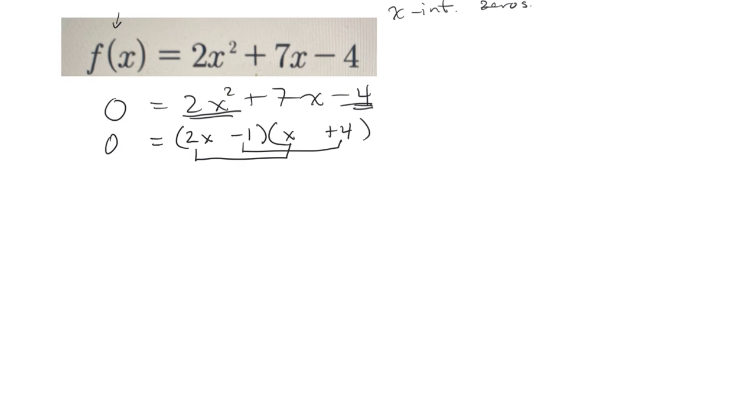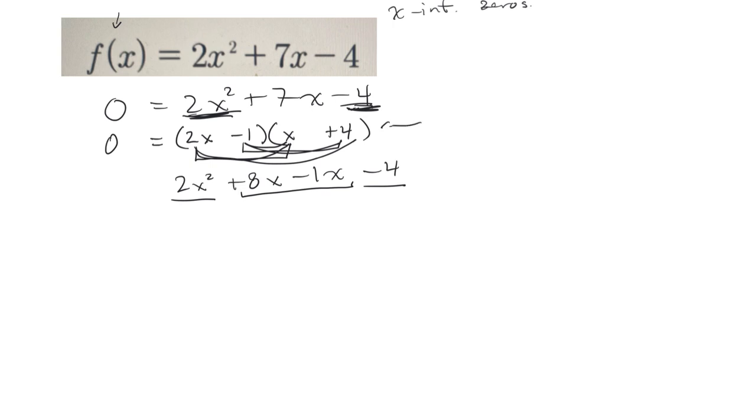Now I check to see whether I got the 7x that I wanted in the middle. So I'm just going to FOIL the whole thing. 2x times x, 2x squared, knew that. 2x times a positive 4 is a positive 8x. Negative 1 times x is a negative 1x. And negative 1 times 4 is a negative 4. Notice the first term and the last term are correct. And then I just subtract these 2, and this is where I check to see if I'm right. 8 take away 1 is a positive 7. Therefore, this factorization is correct.